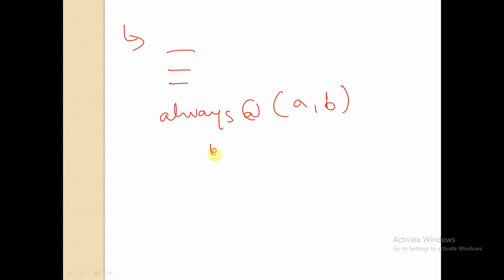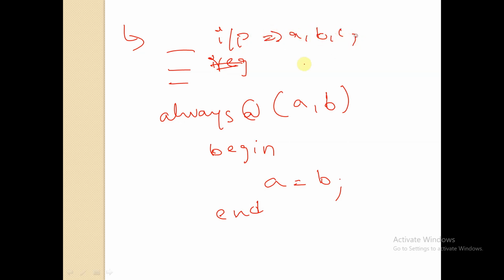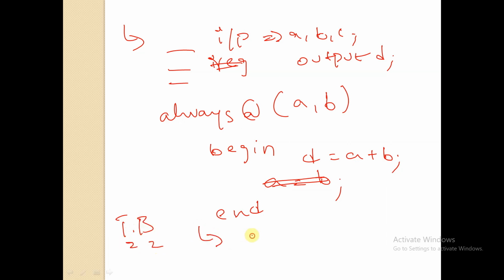Sorry. Basically, in a module, I will write always at the rate A comma B begin, and I will drive A is equal to B. I have declared inputs as A, B, C, and my output is some variable D. D is equal to A plus B. In the test bench I'm going to drive C is equal to 0, C is equal to 1, and C is equal to 2, with D equal to A plus B plus C.